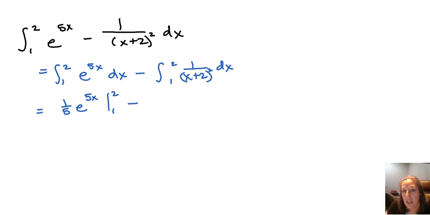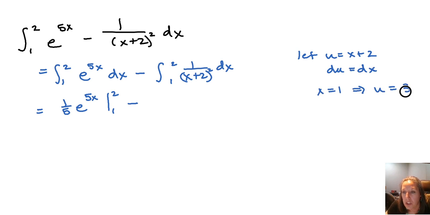a substitution because x plus 2 quantity squared is not just an x in there, so we're going to let u be x plus 2. So our du is equal to our dx. When x is equal to 1, our u is going to be equal to 3, just plugging into that equation. When x is equal to 2, our u value is equal to 4.